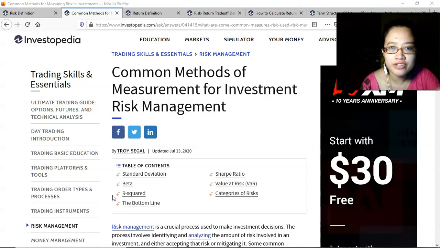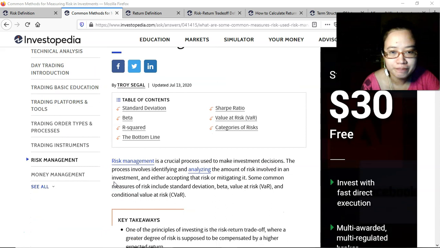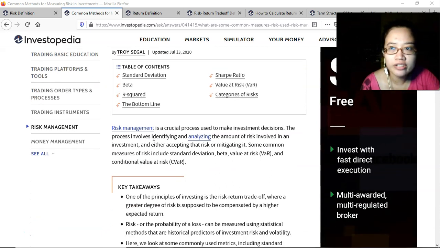Alright, so this is for the subject capital markets, and the topic for this video is common methods of measurement for investment risk management, or measurement of risk. We have here an article from investopedia.com. So to start, risk management is a crucial process used to make investment decisions.